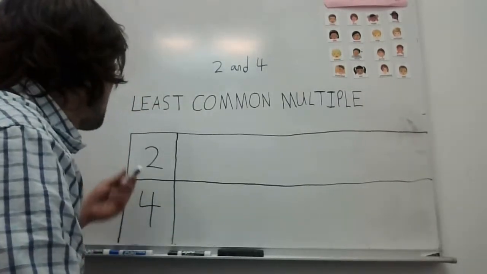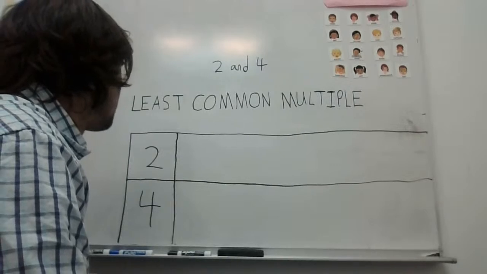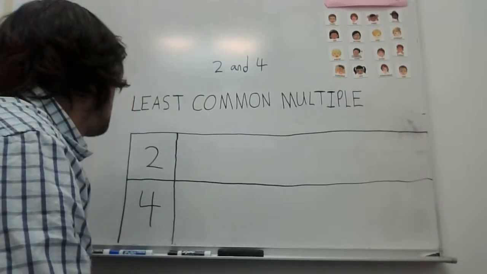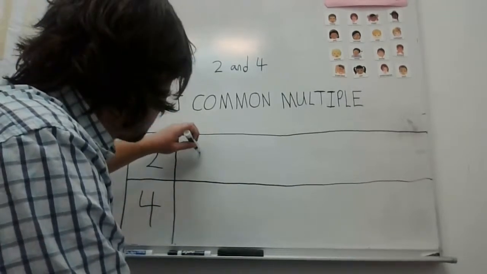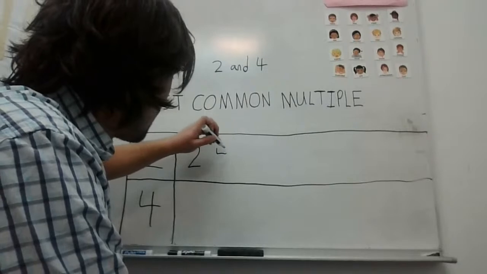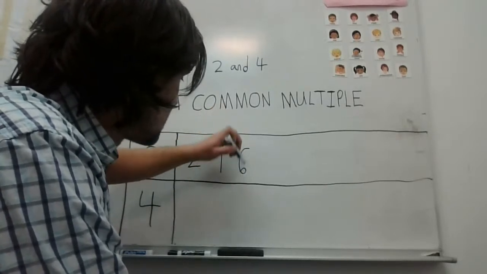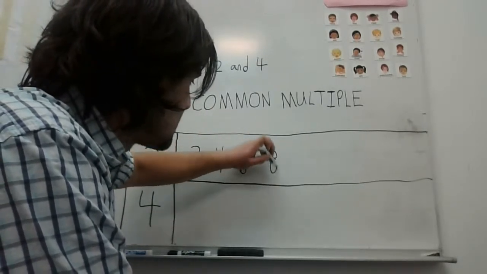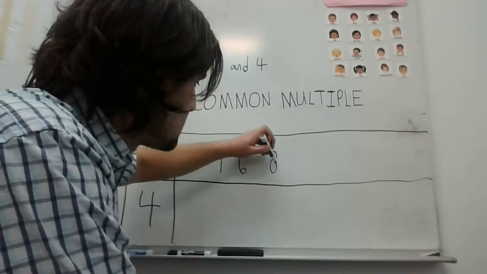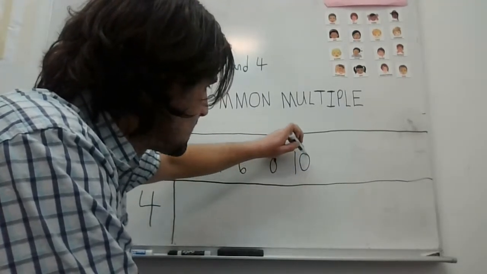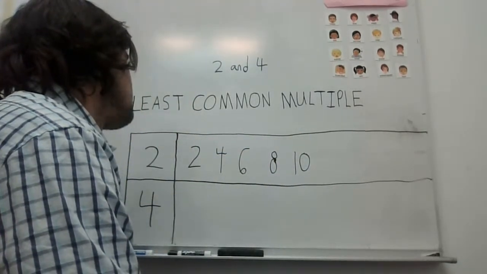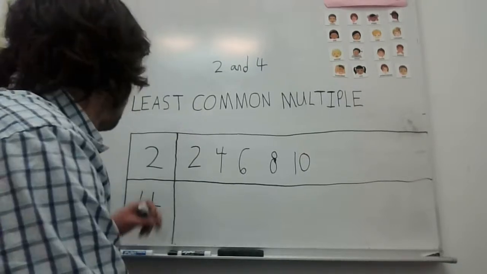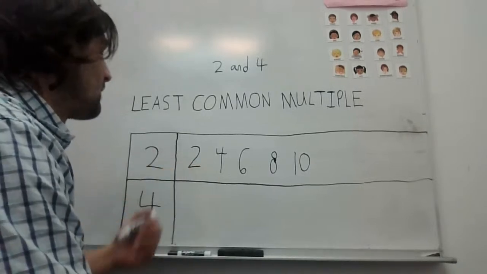All right, so I'm going to start off. We have 2 and 4, so I'm going to skip count by 2s and thereby write the first 5 multiples that I have for the number 2. Ready? 2, 4, 6, 8, 10. All right, now that's the first 5 multiples for the number 2.